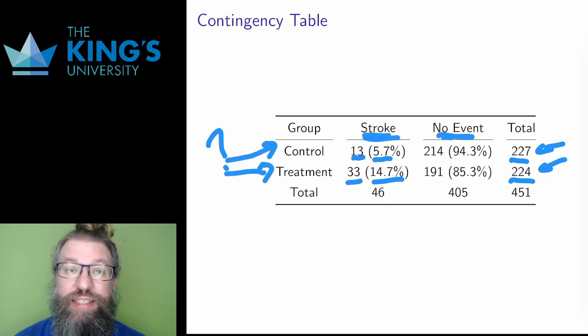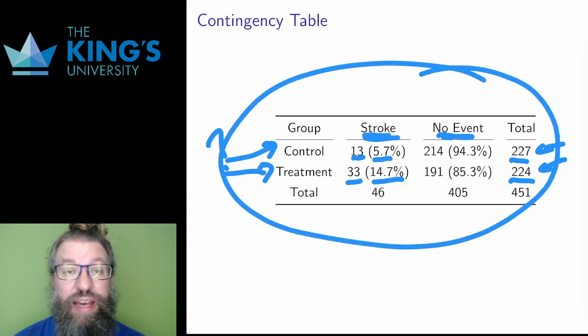This is descriptive statistics. We are summarizing the data. 5.7% of the control group had a stroke within 30 days, and 14.7% of the treatment group. This study is looking pretty poor for the efficacy of stents in helping prevent strokes, and that's a reasonable conclusion from this display of data.